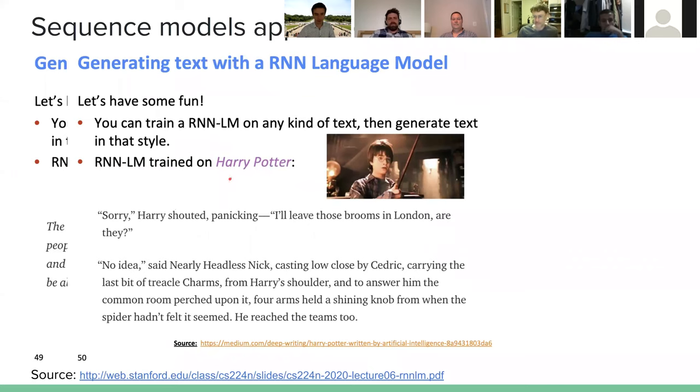Another one was on Harry Potter. Actually, I like the quotes here. "Sorry," Harry shouted, panicking. "I leave these rooms in London." Are they? Okay. It sounds English. I don't try. But it does very fast.